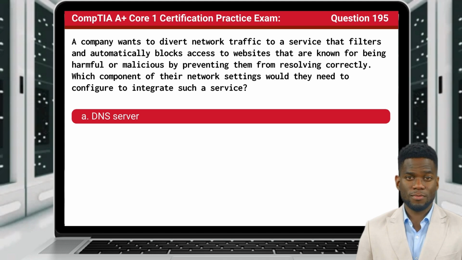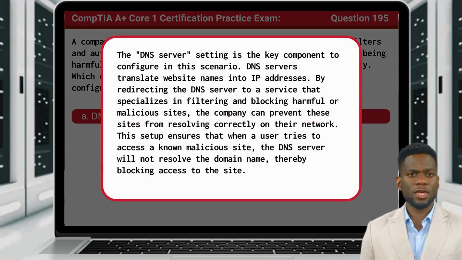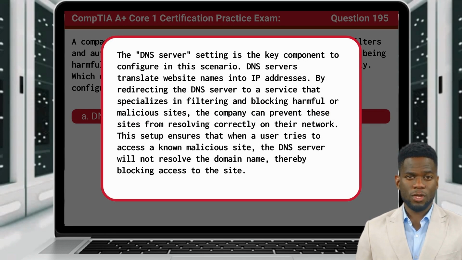The answer is A. DNS server. The DNS server setting is the key component to configure in this scenario. DNS servers translate website names into IP addresses. By redirecting the DNS server to a service that specializes in filtering and blocking harmful or malicious sites, the company can prevent these sites from resolving correctly on their network. This setup ensures that when a user tries to access a known malicious site, the DNS server will not resolve the domain name, thereby blocking access to the site.